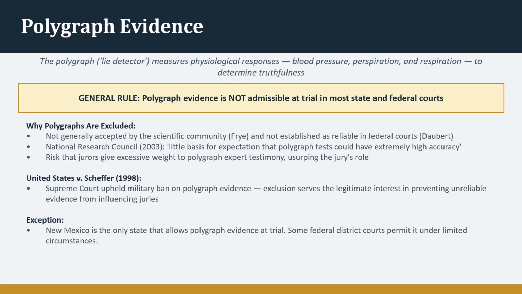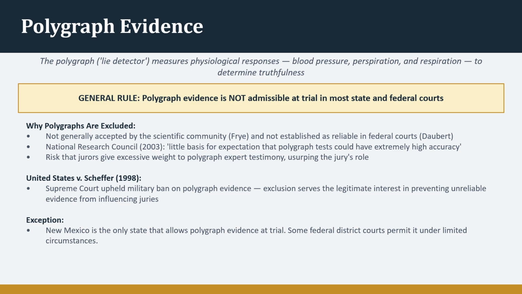In the United States v. Scheffer decision, decided in 1998, the Supreme Court upheld the constitutionality of a military rule that categorically prohibits the introduction of polygraph evidence at court-martial. Edward Scheffer, an Air Force member charged with methamphetamine use, sought to introduce a polygraph he had passed as evidence of his innocence. The trial court excluded it, and the Supreme Court affirmed.